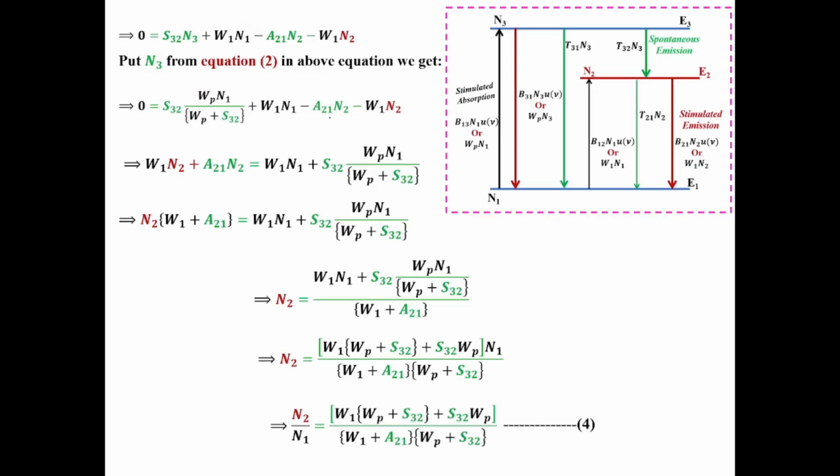That implies taking these two terms to the left hand side, W1 N2 plus A21 N2 equals W1 N1 plus this term written as such. Here N2 is taken common from these two terms, so N2 into W1 plus A21 equals W1 N1 plus S32 into WP N1 by WP plus S32. That implies N2 will be equal to this term divided by the whole of these two terms, written like this.